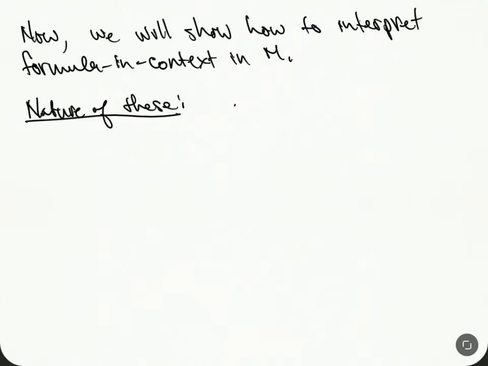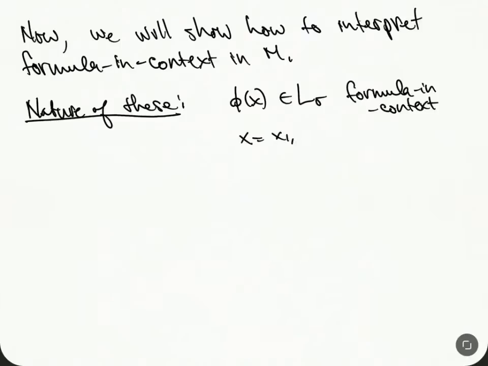So we're going to give in phi of x. So this is going to be here. So this is a formula in context. Let's say x is x1 to xn, where the sort of xi will be ai. So this will be the sort again. And so what are we actually going to do? So this is our structure again.